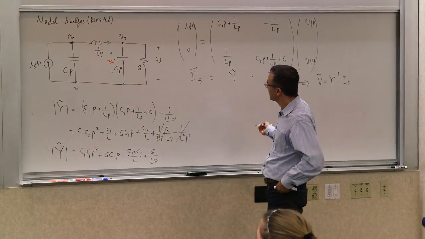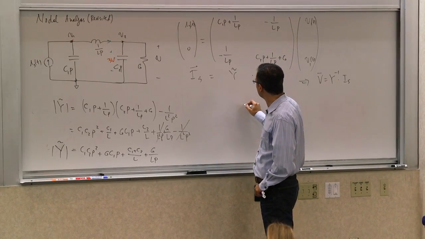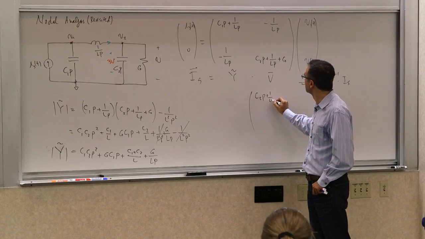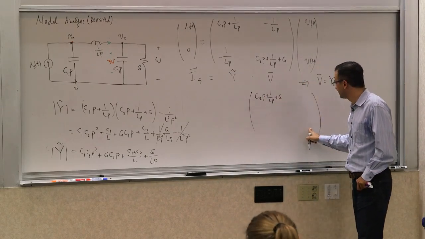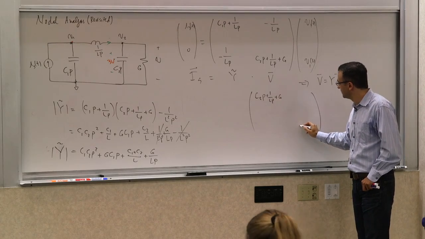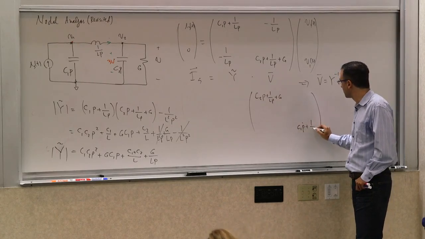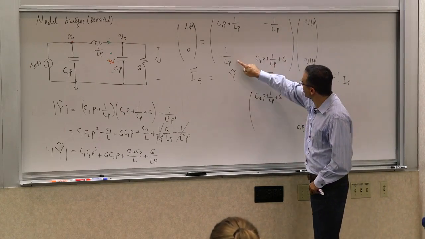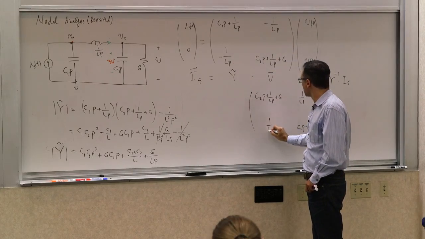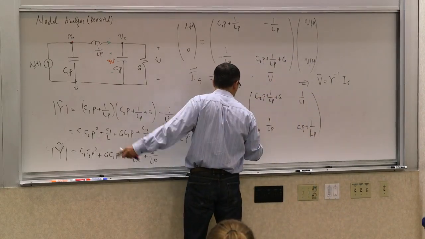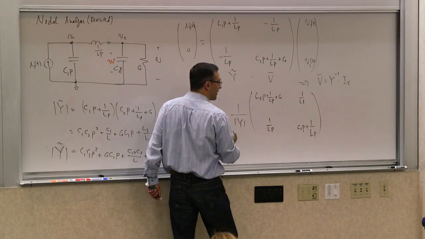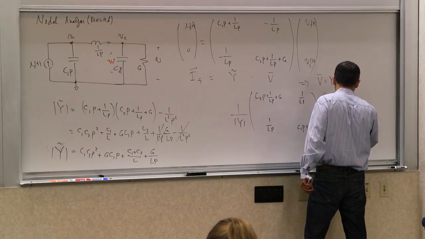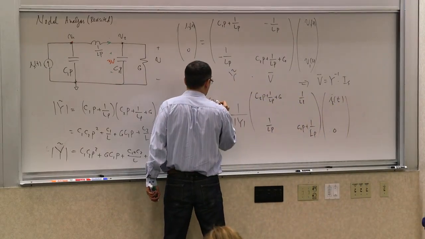Yeah. So what do we do next? So cofactors matrix, right? So what is the cofactors matrix? 1 over LP, C1P plus G, 1 over LP plus... This really goes there and changes sign. This goes there and changes sign. Plus 1 over LP. And 1 over that determinant. So that's the inverse Y matrix. And then you multiply it by Is of t and 0 to get the voltages.